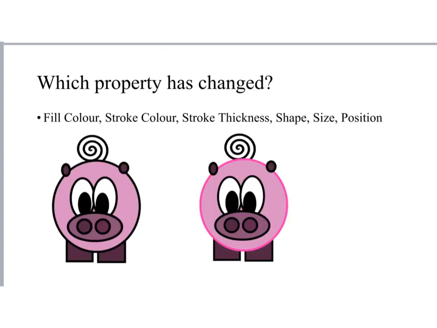You probably saw this in class at the time, but as you scroll through these, which property has changed? Is it fill colour? Is it stroke colour? Is it stroke thickness, shape, size and position? So I'm just going to go through these just now, and you can pause, you can take a few seconds to remind yourselves which one of these properties has changed in each of the images.